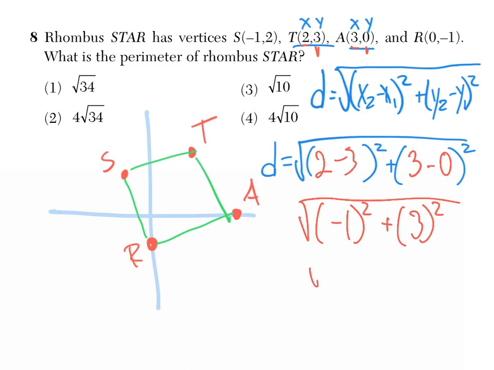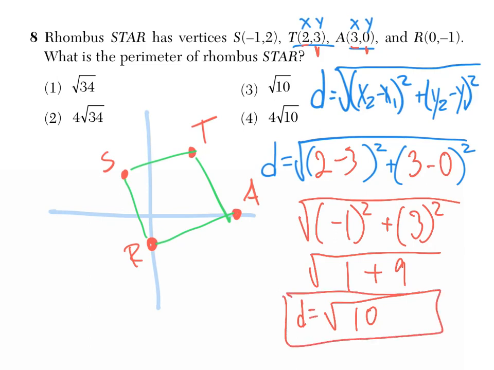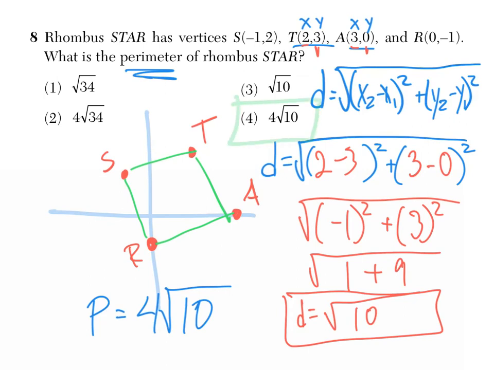-1 squared is going to be 1. 3 squared is going to be 9. So we know that 1 plus 9 obviously is 10. So the distance of each of these sides is radical 10. But if we're looking for, of course, the perimeter, we're going to need to multiply radical 10 by 4. And so the perimeter is 4 radical 10. And is that an option? It is option number 4. 4 radical 10.